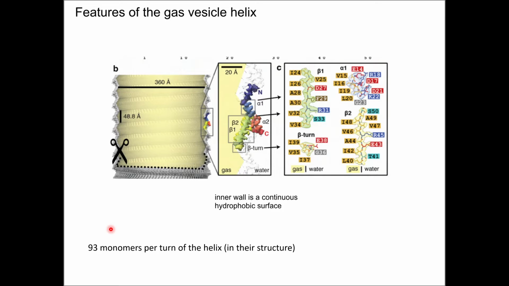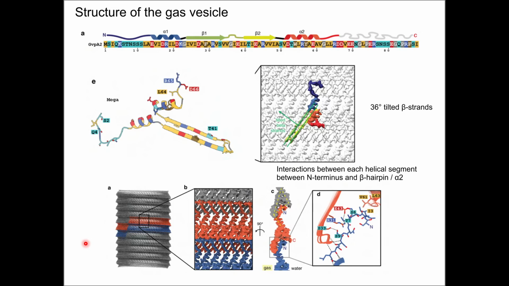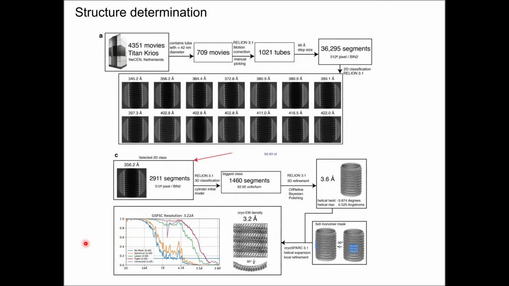Next slide. Good question. Overall, there were approximately 93 monomers per turn of the helix. Presumably, this is pretty variable, so they have applied some window. So here in this classification, they have said that.